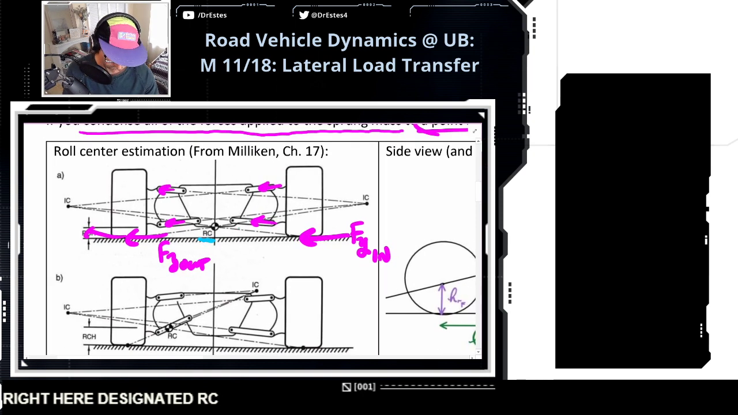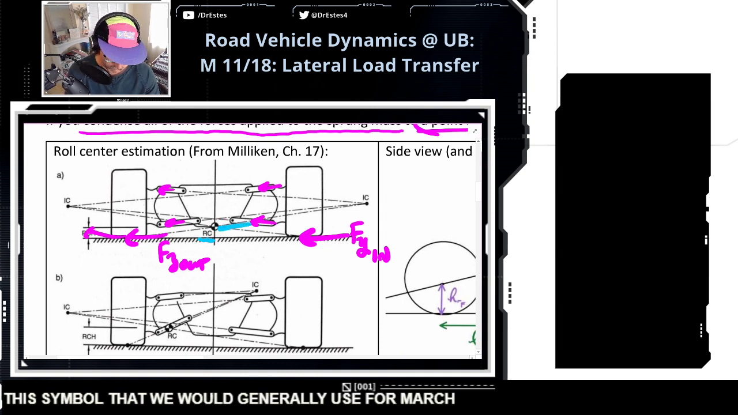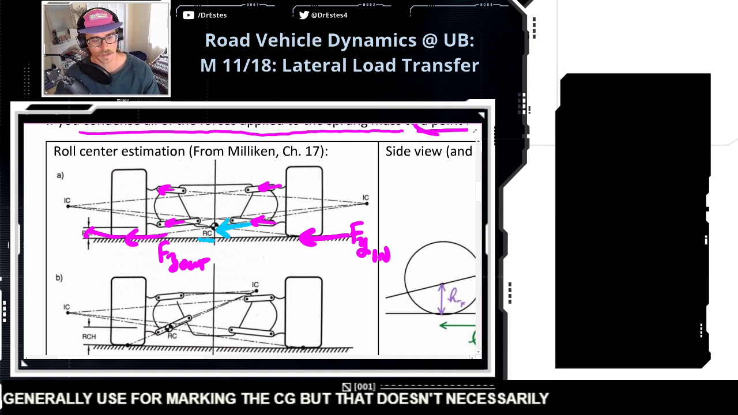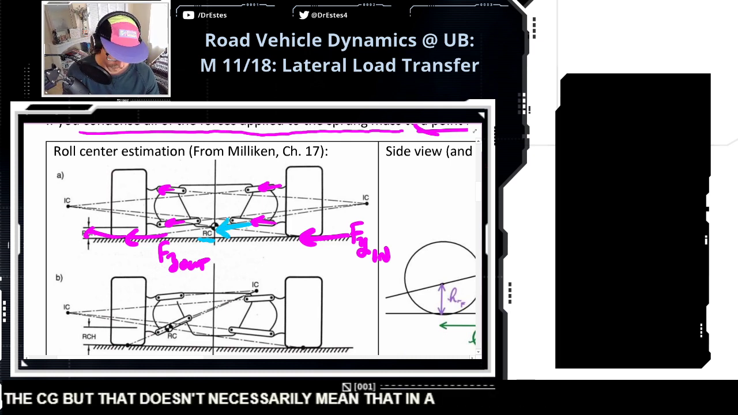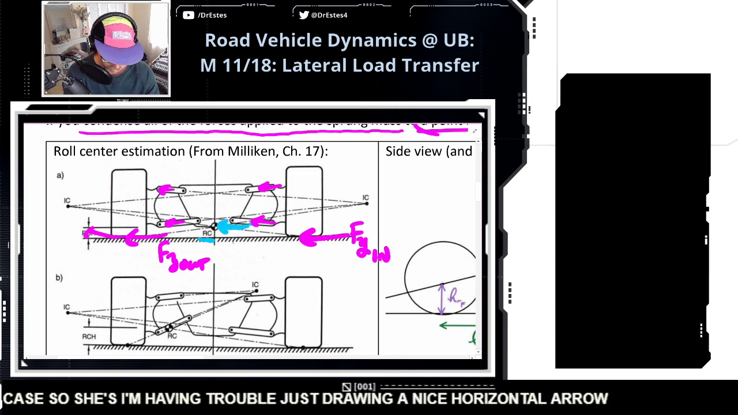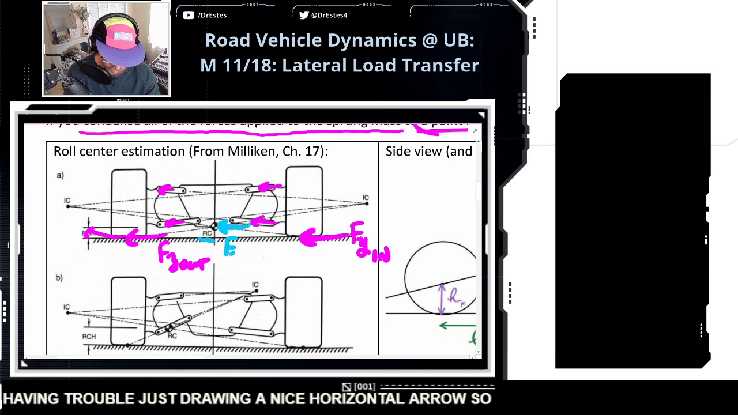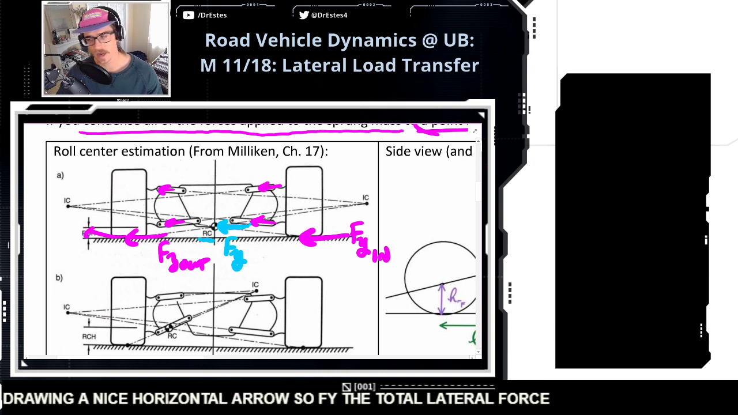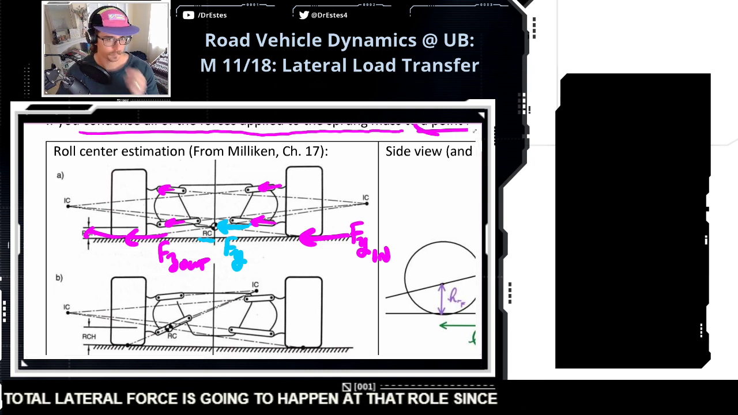They're marking it with this symbol that we would generally use for marking the CG, but that doesn't necessarily mean that in this case. So, geez, I'm having trouble just drawing a nice horizontal arrow. So FY, the total lateral force, is going to happen at that roll center.